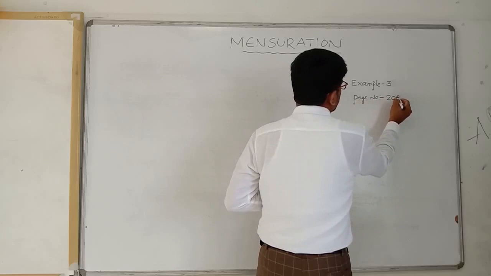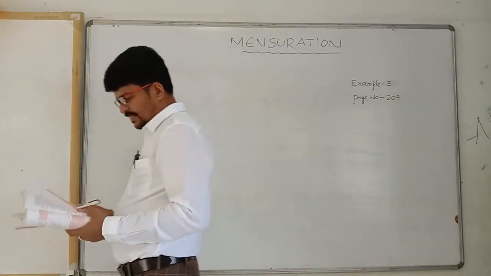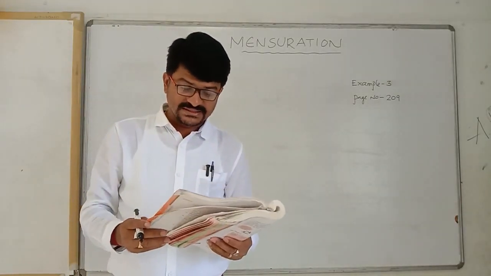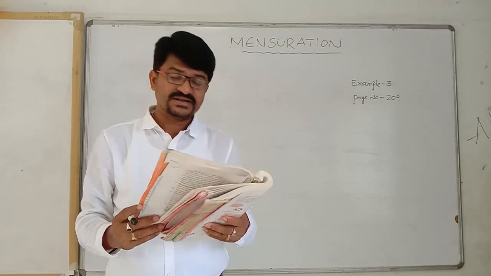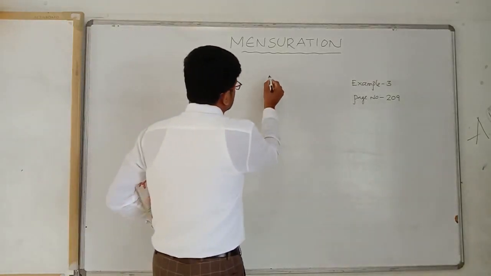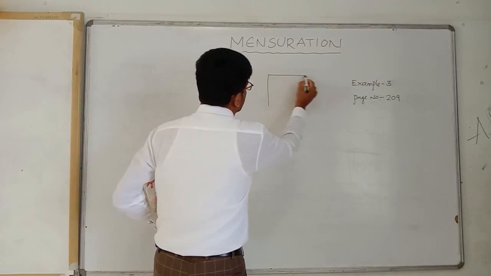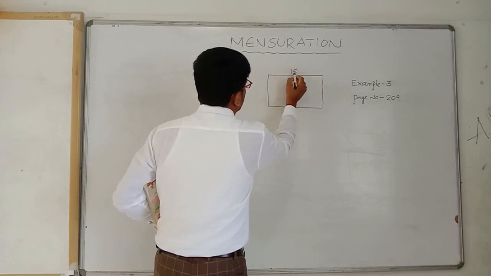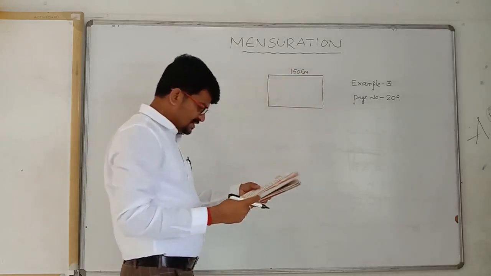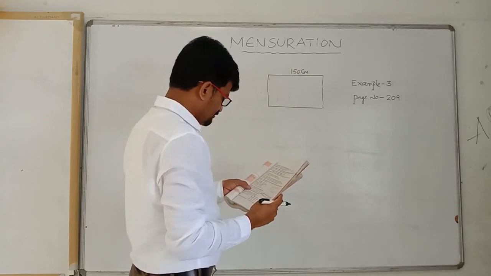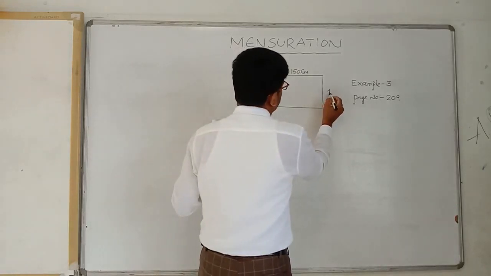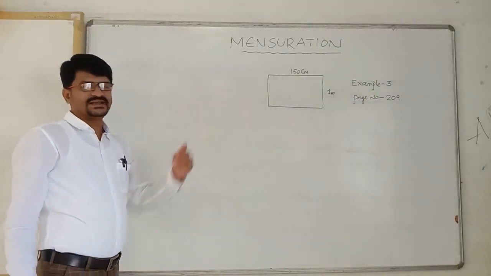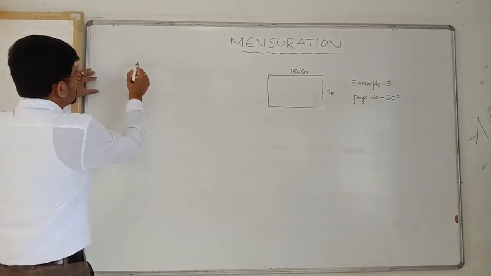Page number 209. Okay, I'll read the question. Find the perimeter of a rectangle whose length and breadth are 150 centimeters and 1 meter respectively. See here, children: 150 centimeters and 1 meter. Why is it given like this? There is a small twist here. What is that?